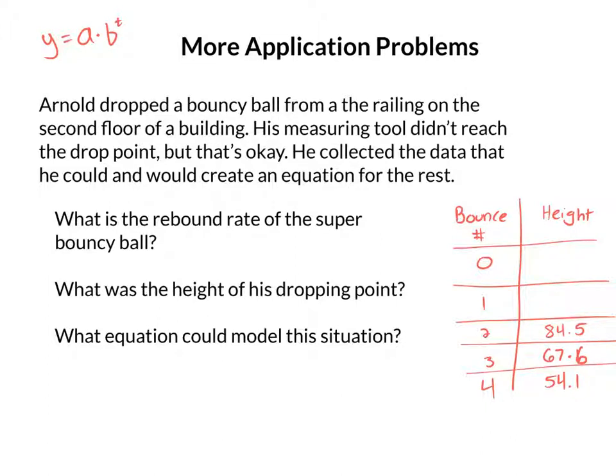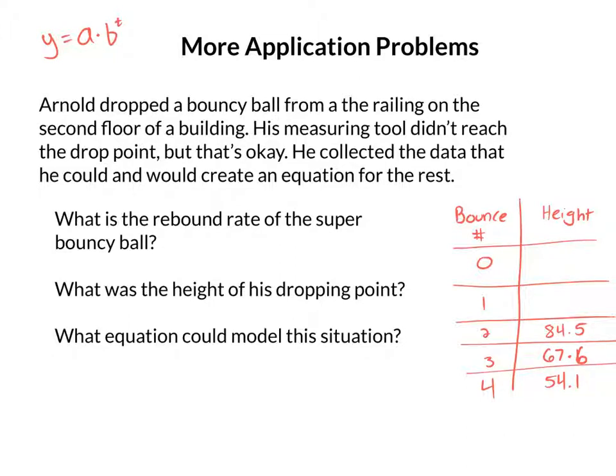So it looks like I've got a bouncy ball problem, which means that every time the ball bounces, it goes a little bit less high. I can see that here, 84.5 feet, I'm assuming, to 67 feet to 54 feet. So every time the ball bounces, it bounces a little bit less high. Thank you, gravity. That's what you're for. 0 is our starting point, the height of the dropping point. And 1, I'm assuming, is missing as well because he didn't have a tall enough measuring tool again to reach that first bounce.